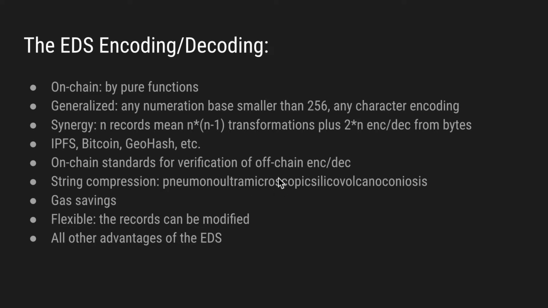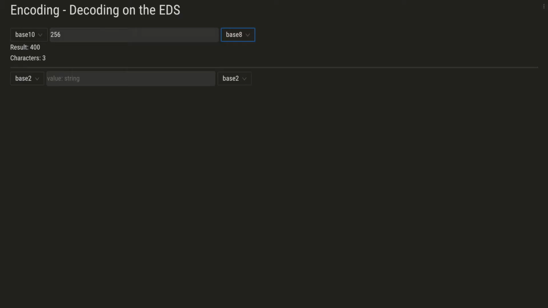Let's take this long word and use base 27 to encode it to a hexadecimal value, so base 16, that can be stored on-chain. So, pneumonoultramicroscopicsilicovolcanoconiosis can be encoded to fit into 54 hex characters, which means 27 bytes. So it can be stored in a single 32 byte storage slot on the EVM.